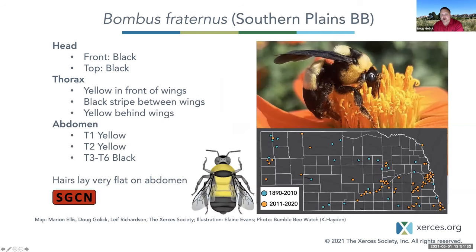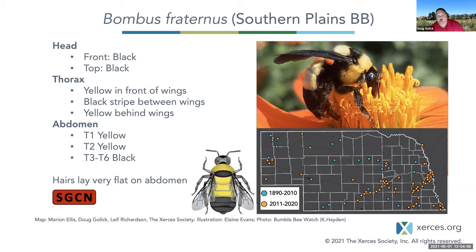The Bombus fraternus, the Southern Plains bumblebee, has very cropped hair. Looks quite a bit different. This is one of our species of concern. So if you find one of these, it's sort of a special treat. They can have gigantic queens. I have one I was gonna bring in that's the size of a half dollar or bigger. So the queens can be quite large.